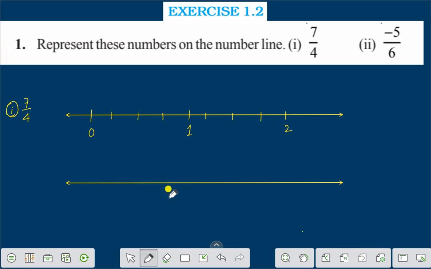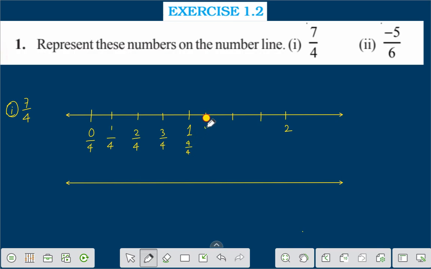Right? Now you have to represent 7 by 4. Here you see, the first mark after 0 is 1 by 4, because it is one part out of 4 parts. This is obviously 2 by 4. This one is 3 by 4. This one is 4 by 4, which means 1.